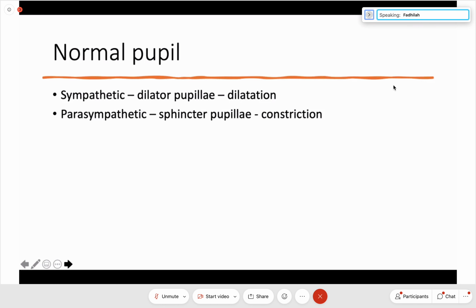Now, a little bit about the innervation of the pupil. It has both sympathetic and parasympathetic innervation. Sympathetic will dilate the pupil via the dilator pupillae. Parasympathetic will constrict the pupil using the sphincter pupillae.